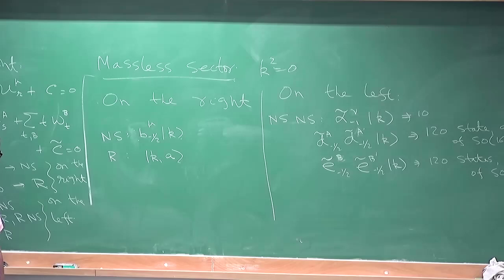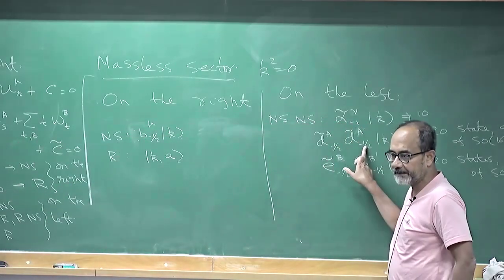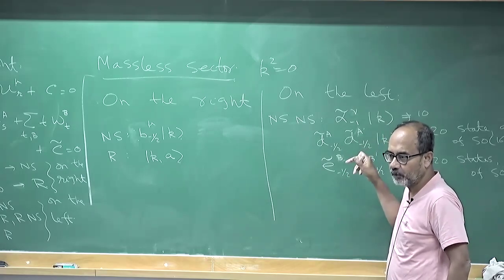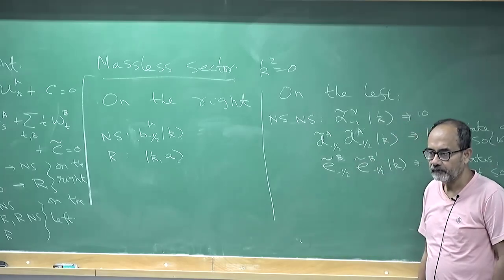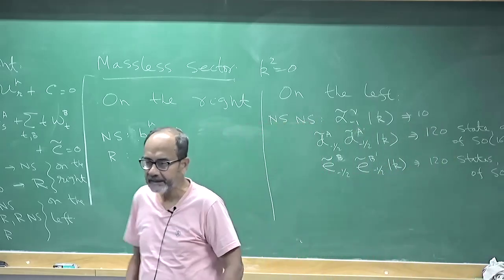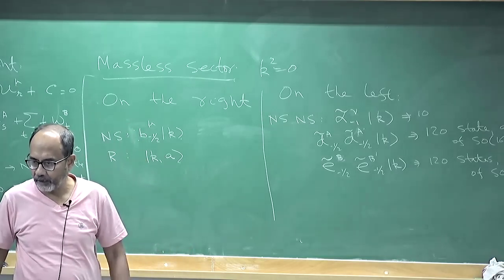Is this clear? Why this 120? Because it's antisymmetric in A and A prime, right? These are fermionic oscillators, right? So you get 16 times 15 by 2. That's 120, and that is the adjoint of SO16. This is just group theory. If you take the product of two fundamentals of SO16 and take the antisymmetric part, that is the adjoint representation of SO16.